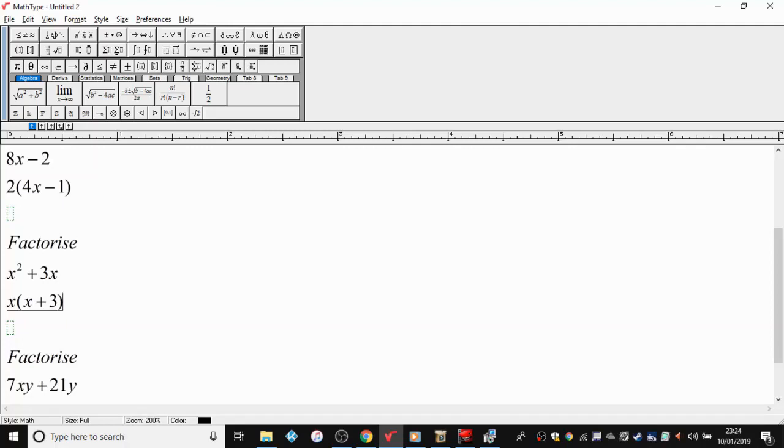When you're factorizing, remember to close bracket. You can lose marks when you don't close your brackets. So make it a good habit. When you open a bracket, make sure you close it. Always.